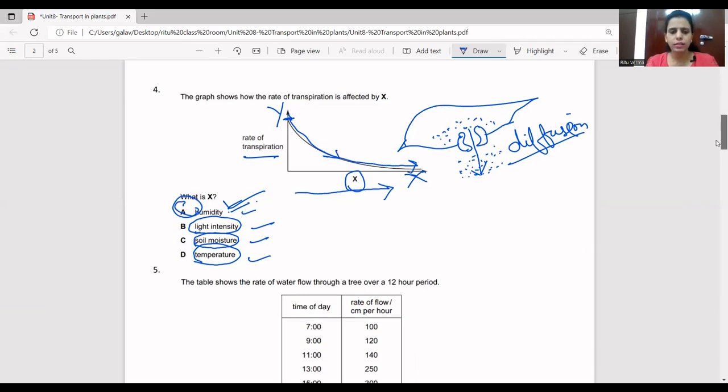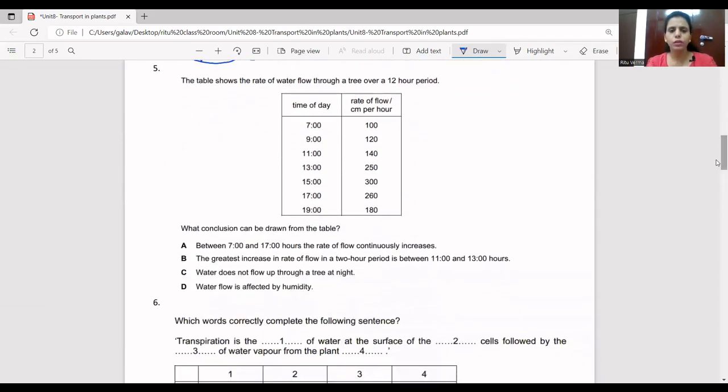Next question is, a table shows the rate of water flow through a tree over a 12-hour period. Now they have given the time of the day and the rate of water flow, calculated in centimeters per hour. That means in 1 hour, how many centimeters the water has moved up.